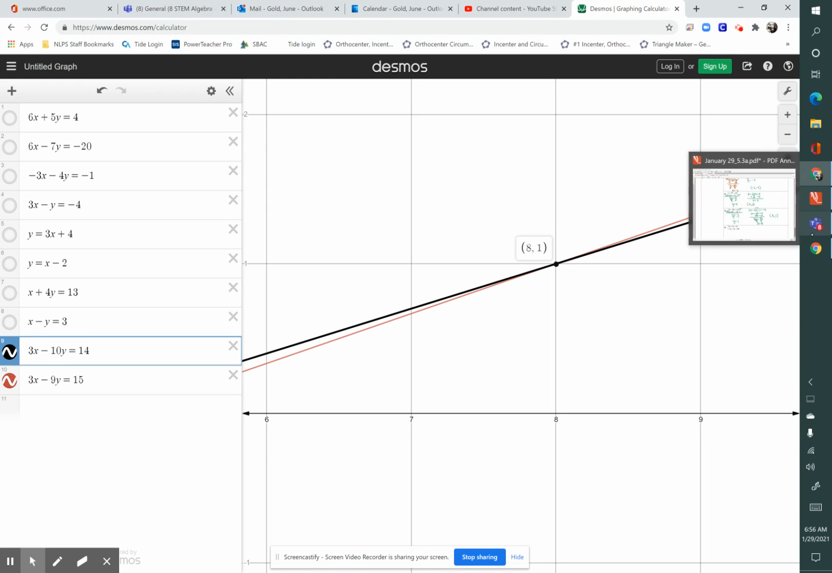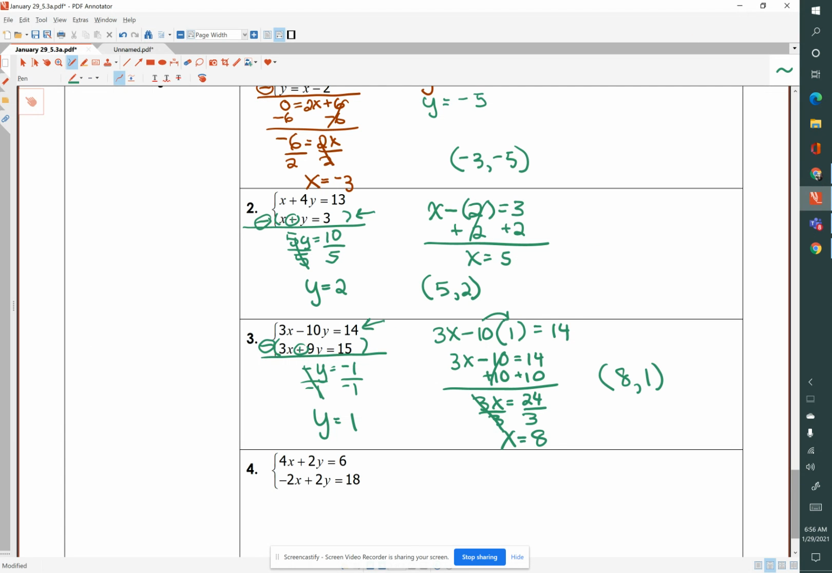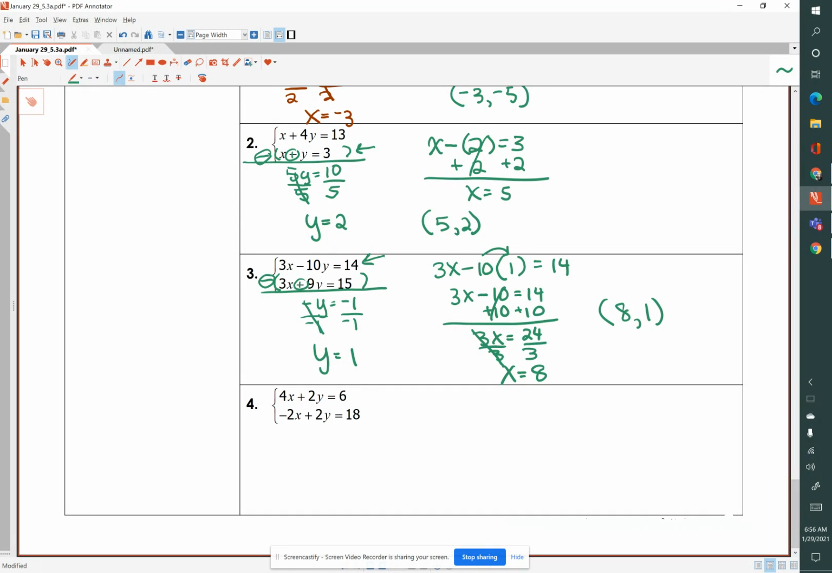All right, let's go back to our paper. Last problem of the day, and then we'll review those steps. So I'm going to subtract. Look at this. I'm not going to work with x's. I want to eliminate the y's. So I'm going to subtract the second equation from the first. This one's a little tricky. So 2y minus 2y, these will be eliminated.